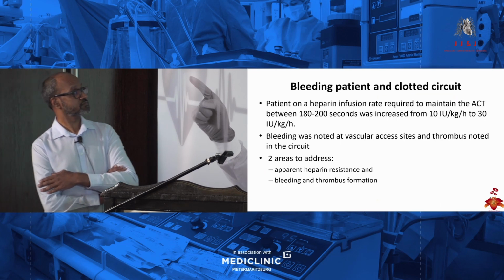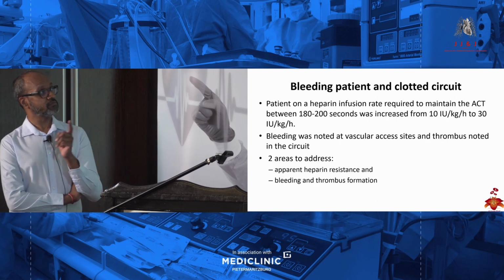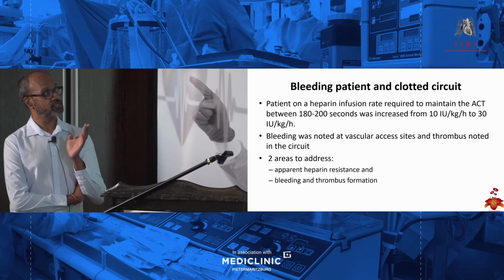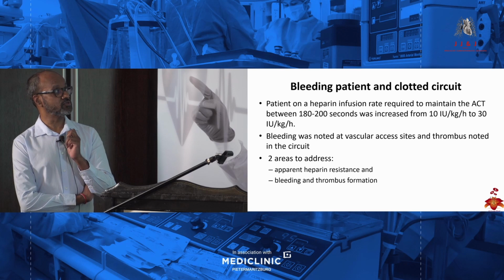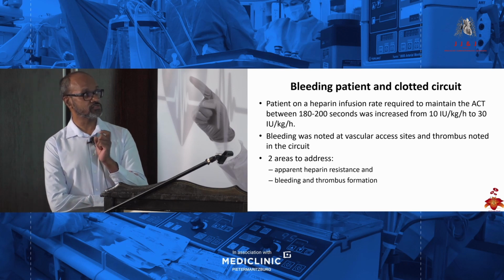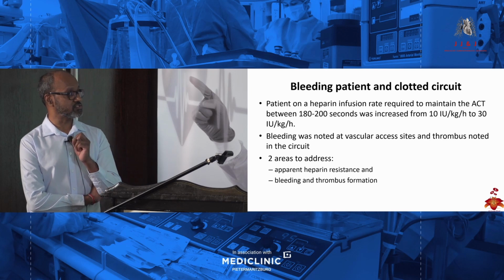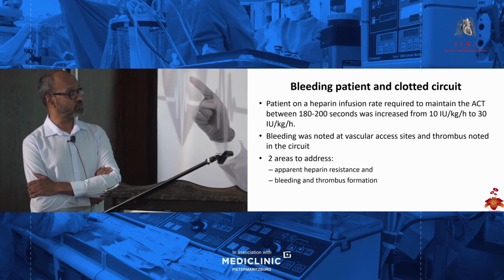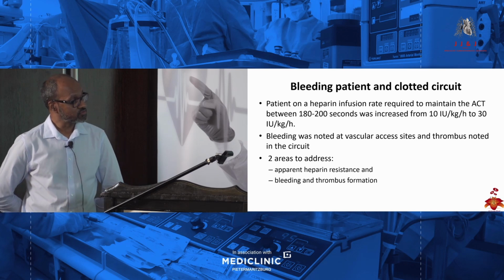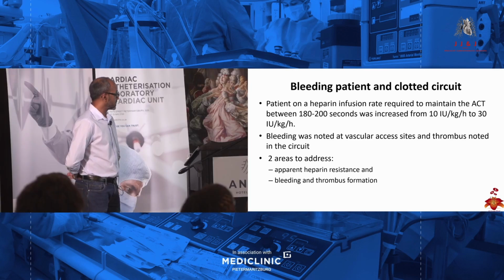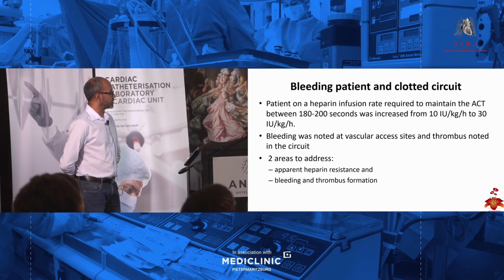Next slide. So what if you have a bleeding patient and a clotted circuit? A patient on a heparin infusion, at a rate required to maintain ACT between 180 and 200 seconds, was increased from 10 international units to 30 international units per kg per hour. Now bleeding was noted at the vascular access site and thrombus noted in the circuit. Two areas that we need to address are the apparent heparin resistance, and the bleeding and thrombus formation.